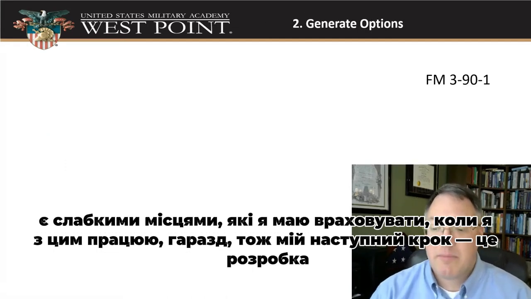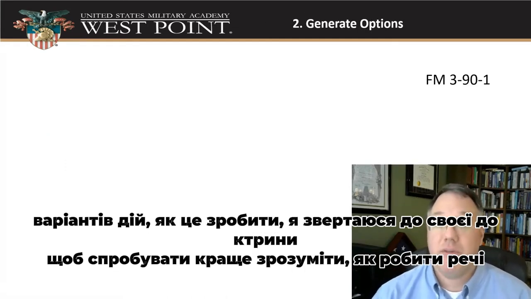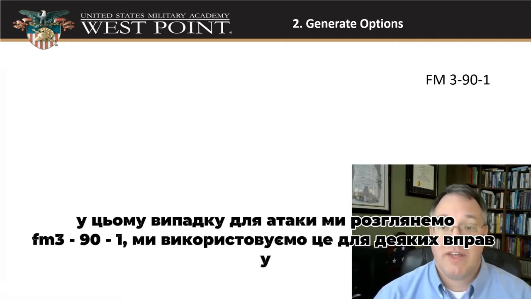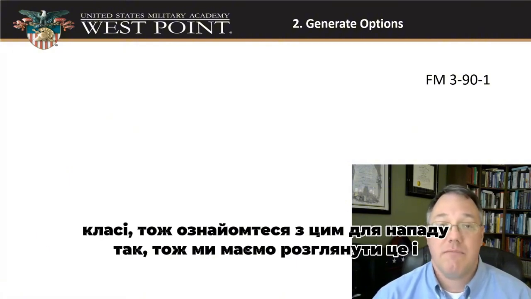Okay, so my next step is to generate options. And how do I do that? I turn to my doctrine to understand better how to do things. In this case, for an attack, we're going to look into FM 3-90-1. We used that for some exercises in class, so just get familiar with that for offense.